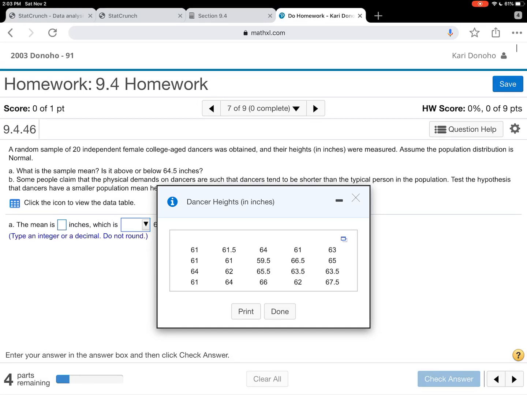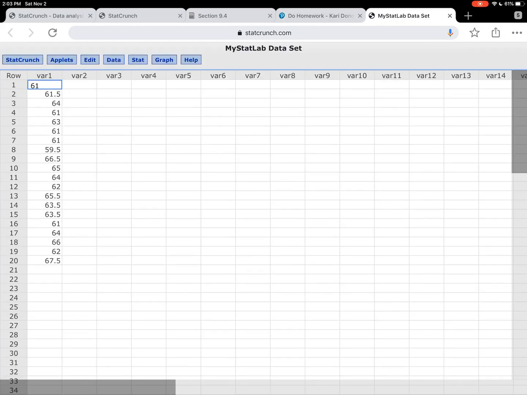Hi, here is an example of a homework question off of the 9.4 homework where we have to open a data table and put that directly into StatCrunch. So if you click on the data table for this, we've got some dancer heights in inches. If you use the little square icons, it should allow you to open directly into StatCrunch. So all of those data values will pre-populate into your variable 1 in StatCrunch.